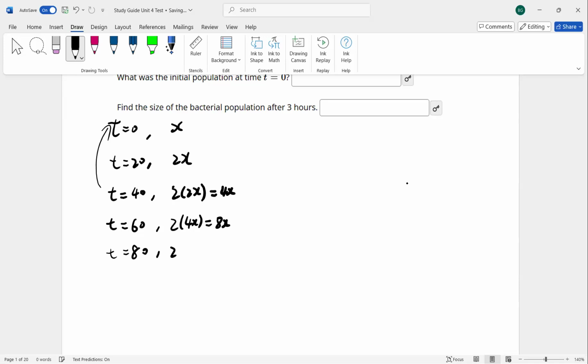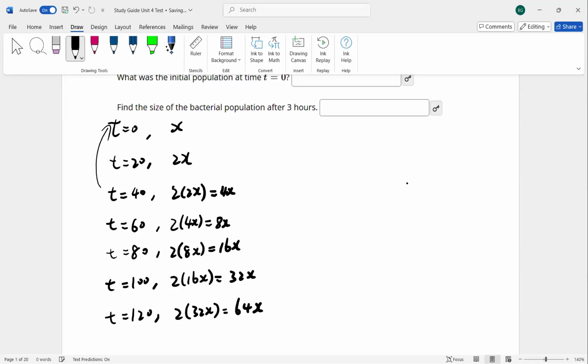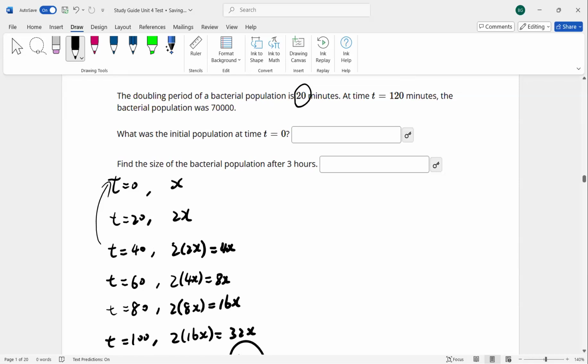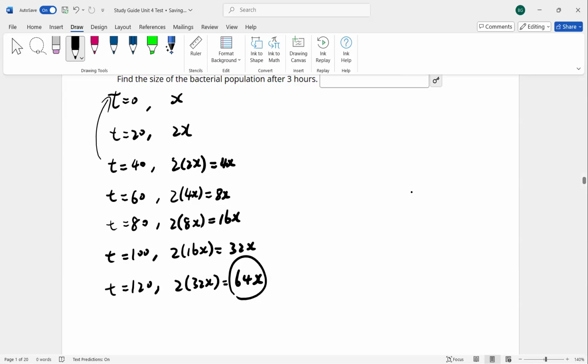You double another 20 minutes, double 8x, you have 16x. Another 20 minutes, so that's 100 minutes from the initial time. We double the 16x, which is 32x, and another 20 minutes, 120, and then the mass of the sample would be double of the 32x, which is 64x. After 120 minutes, the bacterial population was 70,000.